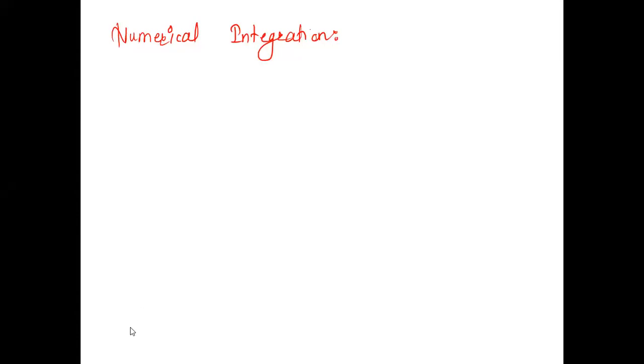Okay, so the next topic in numerical methods is numerical integration. We have seen the solution of algebraic and transcendental equations. In the last lecture, there were two methods. What was the first method? Regula falsi, right. And the second was Newton-Raphson, correct. So next is not algebraic and transcendental equations, but numerical integration.